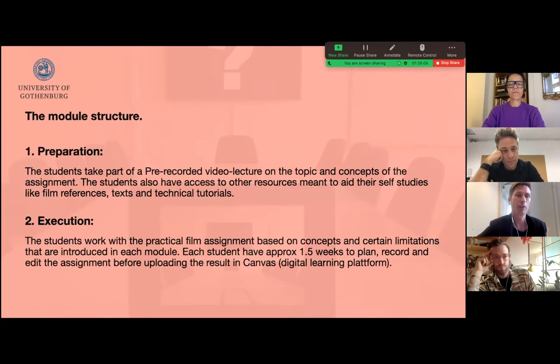And then they have the execution part. The students work with a practical film assignment based on concepts and certain limitations that are introduced in each module. And that is also what's introduced in the pre-recorded video lecture. Then each student has approximately 1.5 weeks to plan, record, and edit the assignment before uploading the results in Canvas. And Canvas is the digital learning platform that we use here at Gothenburg University.